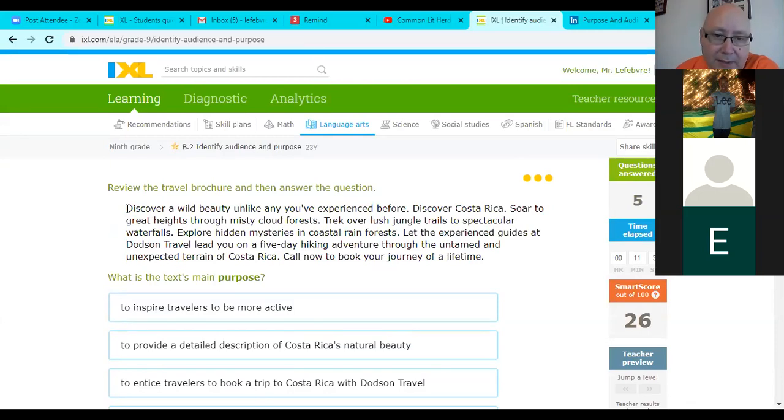Discover a wild beauty unlike anything you've experienced before. Discover what? Costa Rica. Soar to great heights through misty cloud forests. Trek over lush jungle trails to spectacular waterfalls. Explore hidden mysteries in coastal rainforests. Let the experienced guides at Dodson Travel lead you on a 5-day hiking adventure through the untamed and unexpected terrain of Costa Rica. Call now to book your journey of a lifetime.